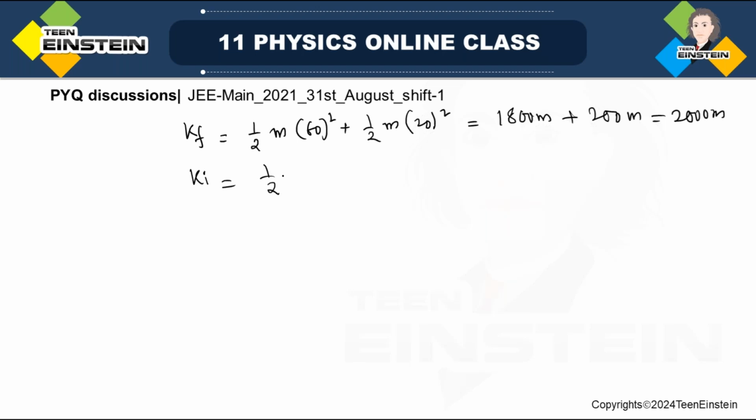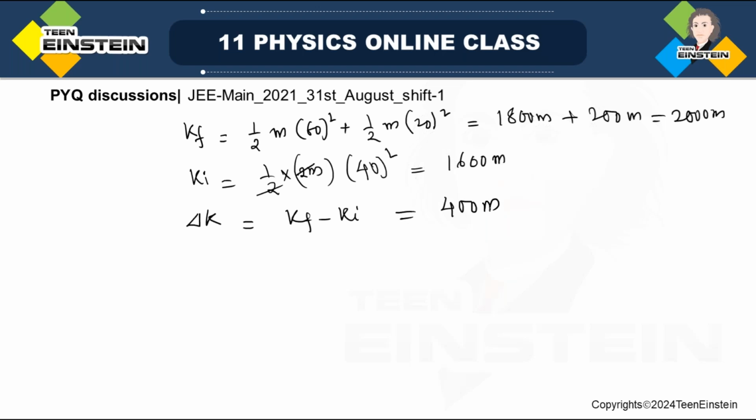What is the initial kinetic energy? That is half into 2m into 40 square. 40 square is 1600, divided by 2, so this is 1600m. Let us find the difference. Delta K is Kf minus Ki, that is 400m.